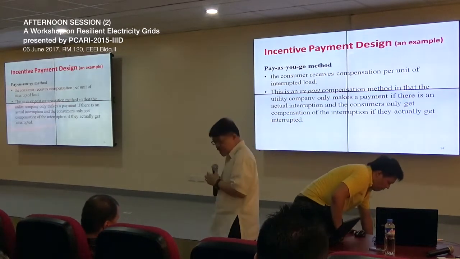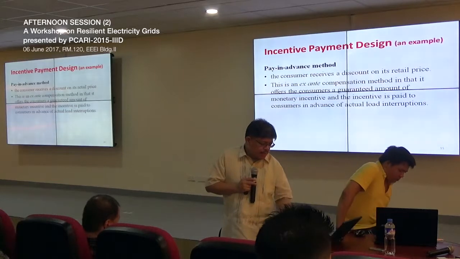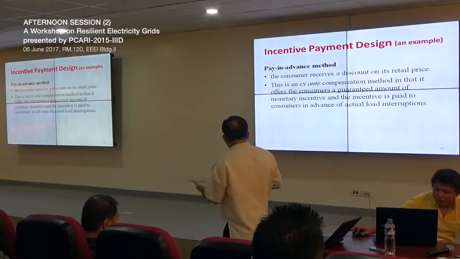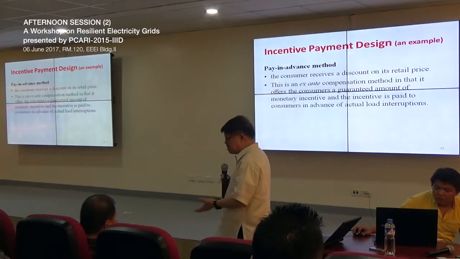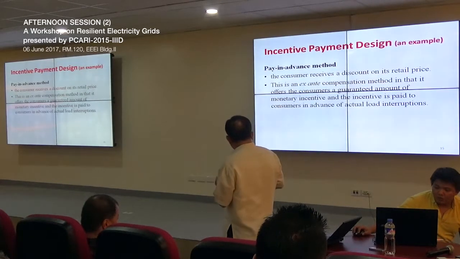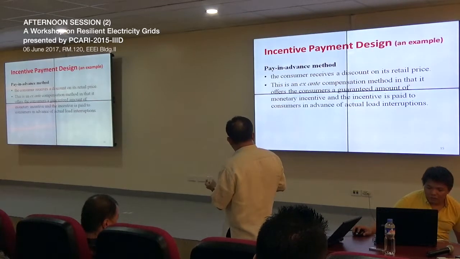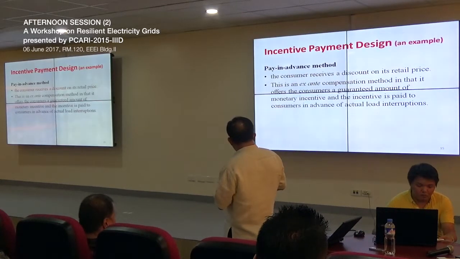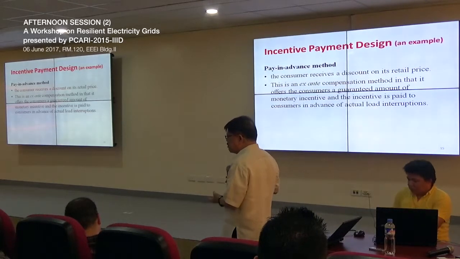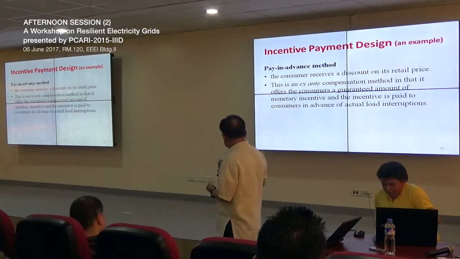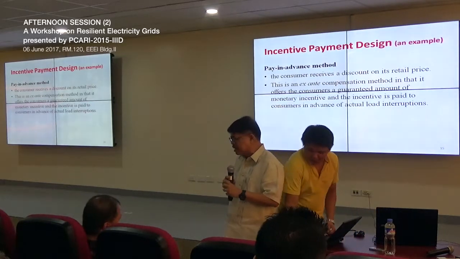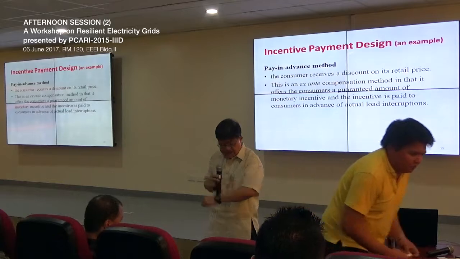And the alternative is pay in advance, where the utility provides the customer with compensation. It's much like the reserve payment that we normally provide to our reserve generation. We provide a certain guarantee or incentive in advance of the actual load interruption. So whether they are actually implemented or not, we already pay them in advance for these possible interruptible loads. So these are the two general classifications of available incentives.